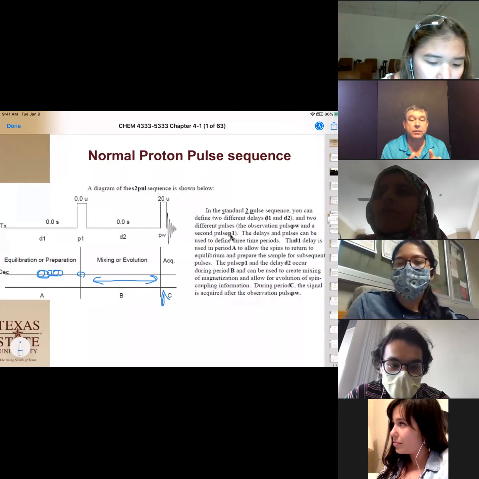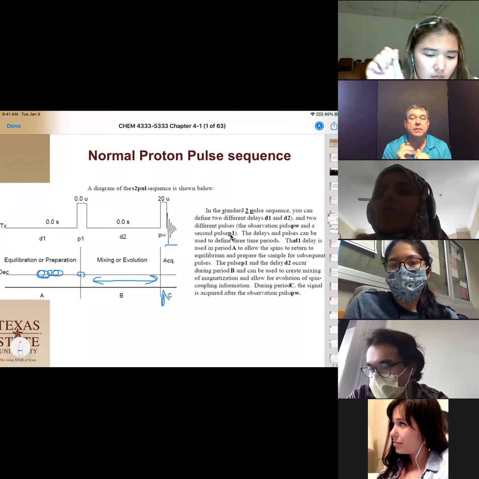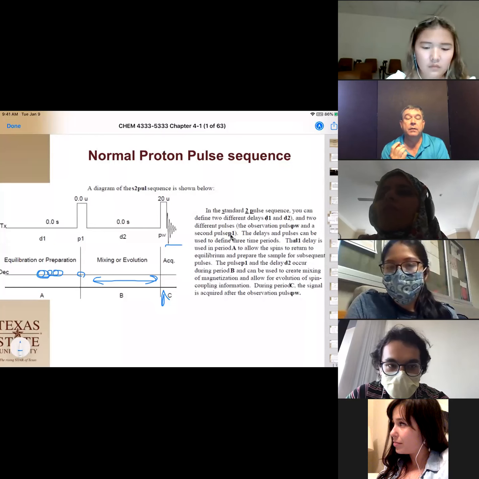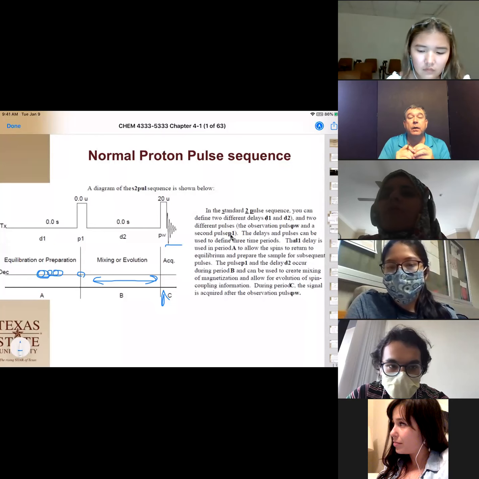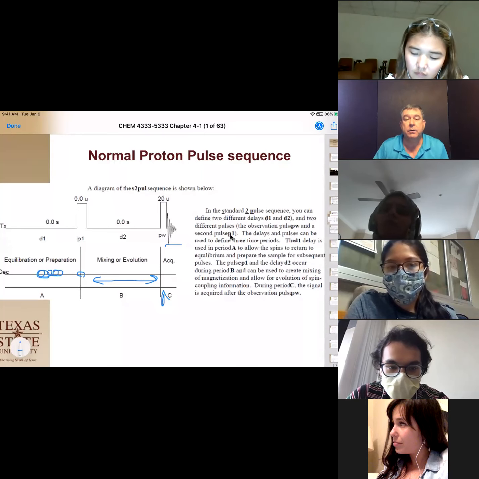And it pulses for a certain amount of time with a certain amount of power, and then it lets loose of that pulse, and then it listens for the ping on the back end, okay? And that ping is what's then transferred, using your Fourier transform algorithm, to get from your time regime to your ppm regime and get the spectrum you want.